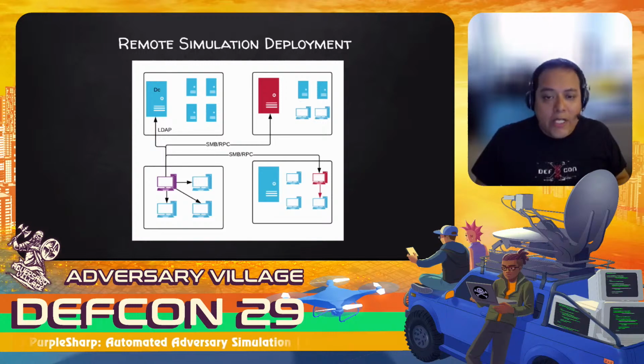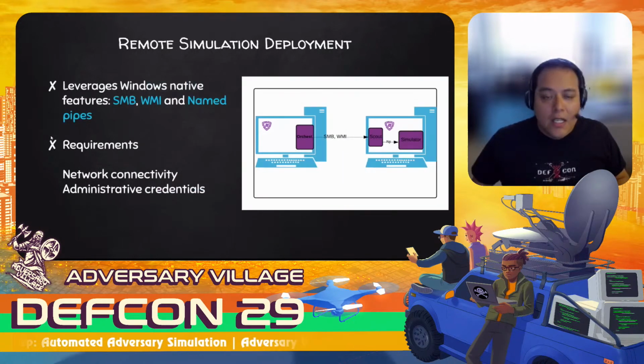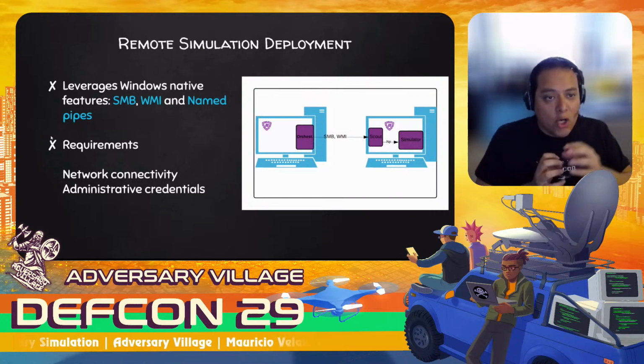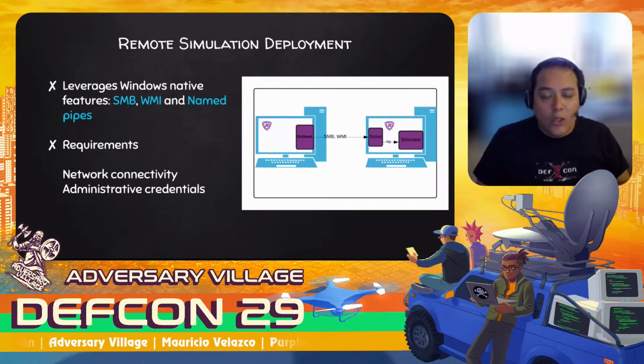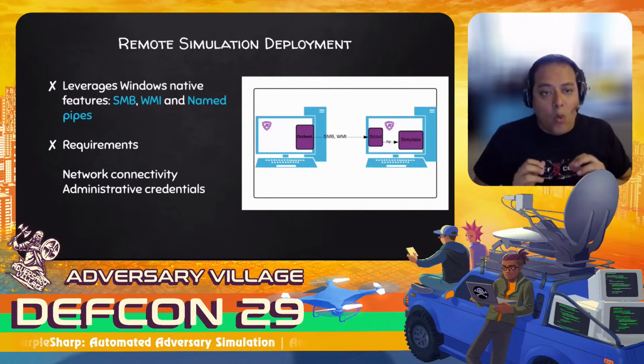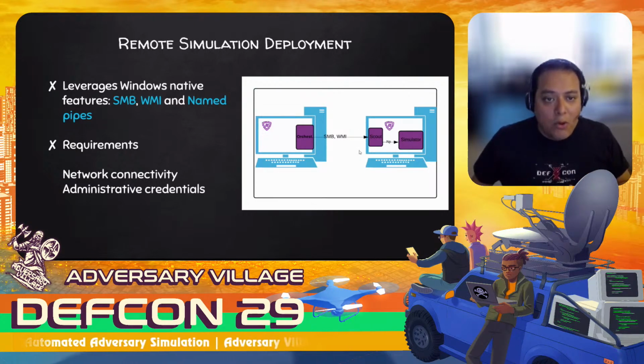What I ended up doing is just leveraging native services of Windows, like SMB to copy the file, WMI to execute the file, and named pipes for communication. And of course, it has a couple of requirements. This means that when we want to deploy a simulation on a remote host, we're going to need to have network connectivity to these services, as well as administrative credentials to these remote hosts, right?